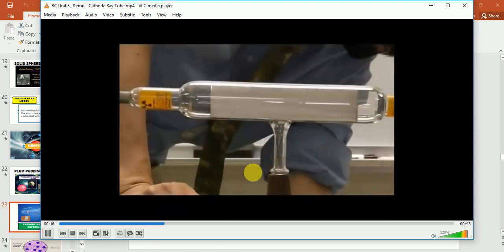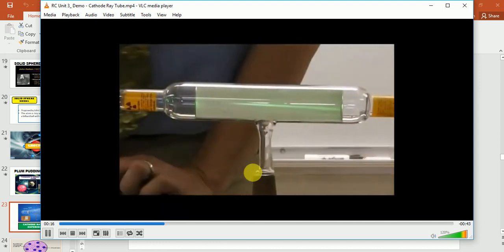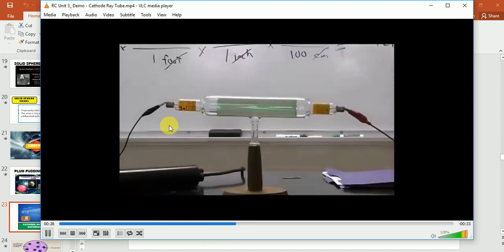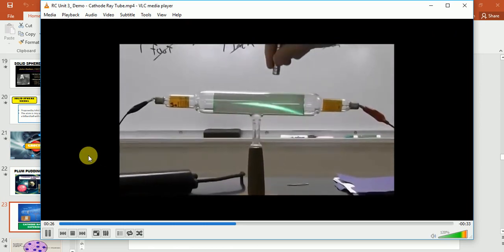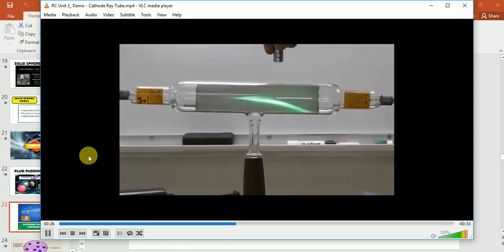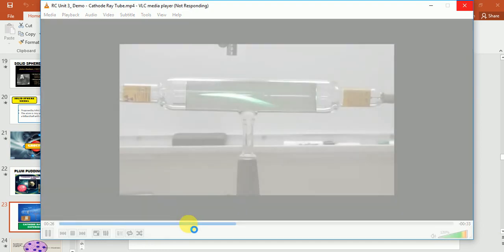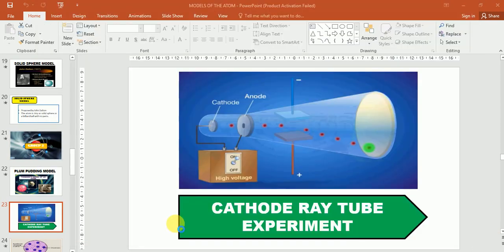If you observe what happened to the cathode ray, it was pushed away from the negative side of the magnet. So since it is repelled by the negative, what can we conclude about the cathode ray? We can say that the cathode ray also consists of negatively charged particles. That's why it moves away from the negative side of the magnet.